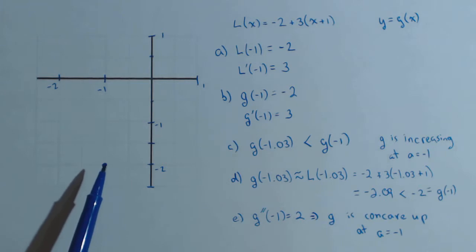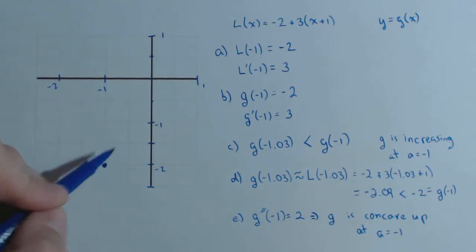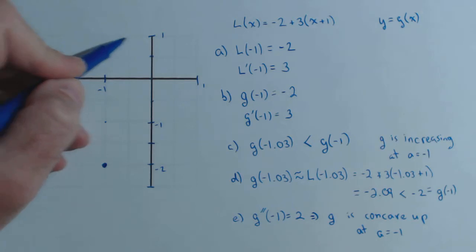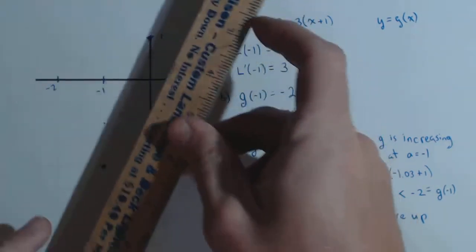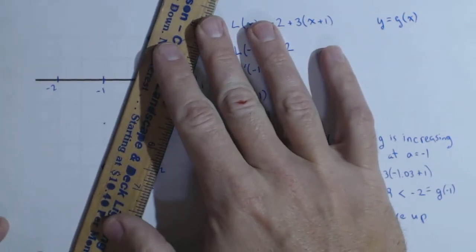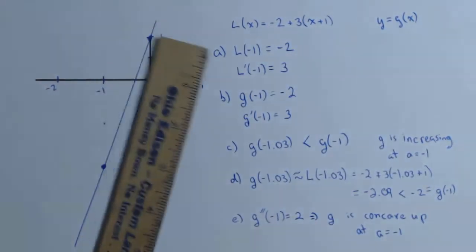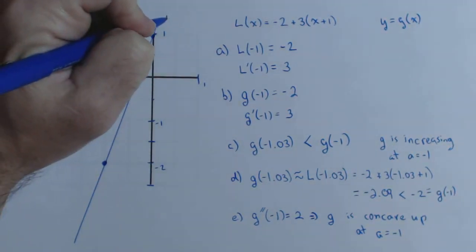Now, both the tangent line and the original function will go through this point. Now the tangent line is going to be a linear function. It has a slope of 3, so let's plot one more point. We go up 1, 2, 3, and over 1. So we can now draw our tangent line here between those 2 points. So that is the graph of L of x.